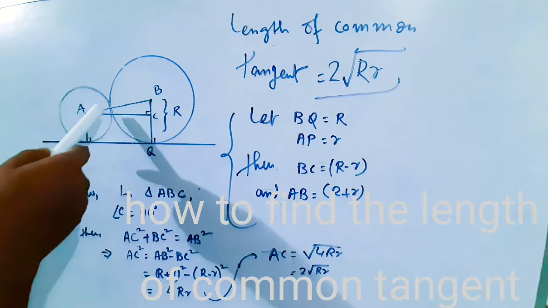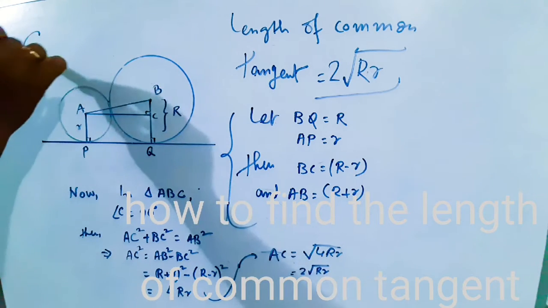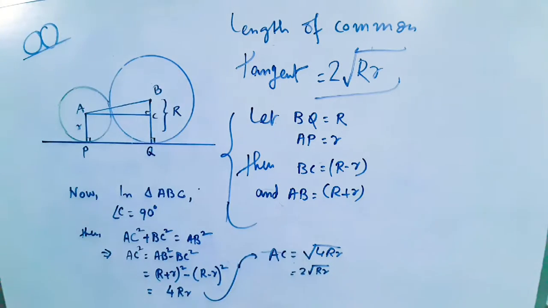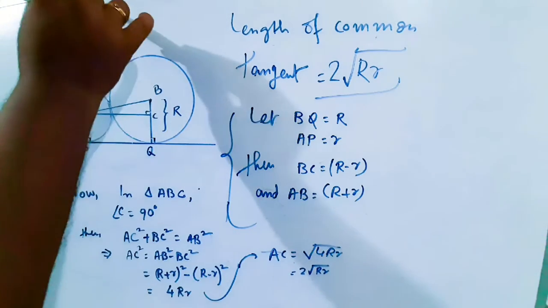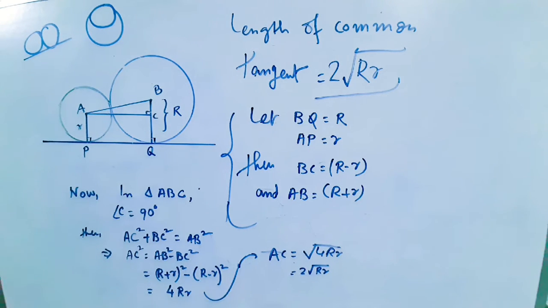These two circles touch externally. When two circles touch from outside, it's called touching externally. When the small circle is inside the bigger circle, then they touch internally. Okay, so this is just for an idea. So come to the point.